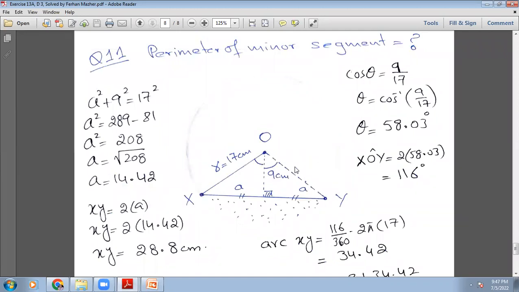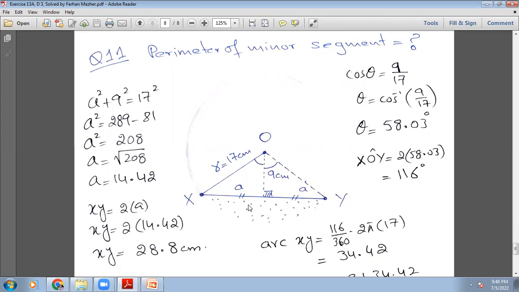So here we have drawn a circle. This is the center. This is that chord. And we know that the chord is 9 centimeter from the center. So this perpendicular bisector is 9 centimeter from the O. The radius is 17. So I can find the half portion of the chord, which I have named as A. So A square plus 9 square equals 17 square. So A square equals 289 minus 81. So A square is equal to 208. So take the square root on both sides. So A is equal to the square root of 208, which is 14.42.